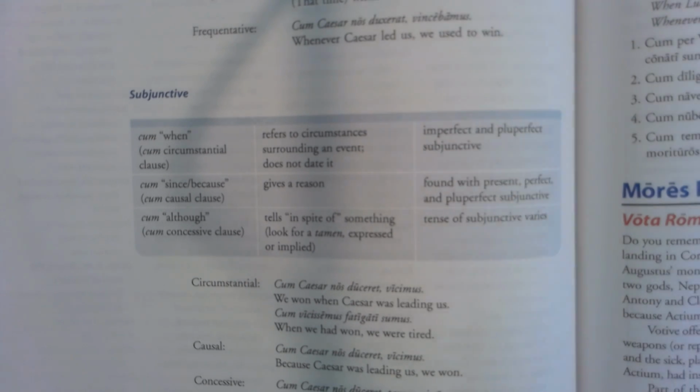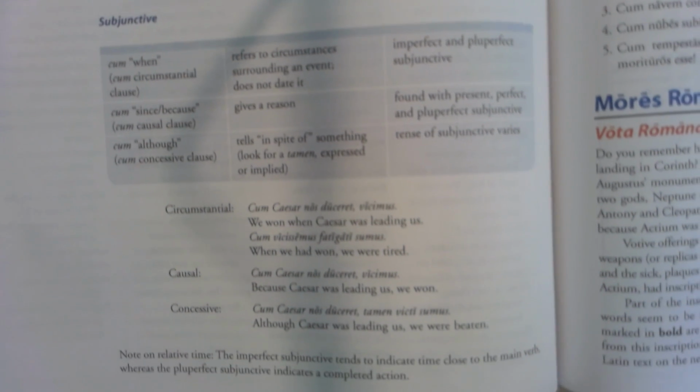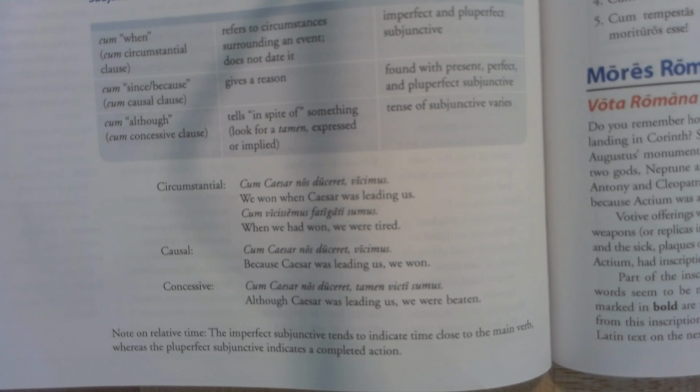It's like I said, it's easier in context, and let's look at the examples because that shows us how this works. We won when Caesar was leading us. Okay, so we led him for quite some time. It is not specifically dated. Cum Caesar nos duceret. It's your imperfect subjunctive. So they chose the imperfect subjunctive for the cum circumstantial clause because it was action that went on for quite some time in the past and there's no specific completion.